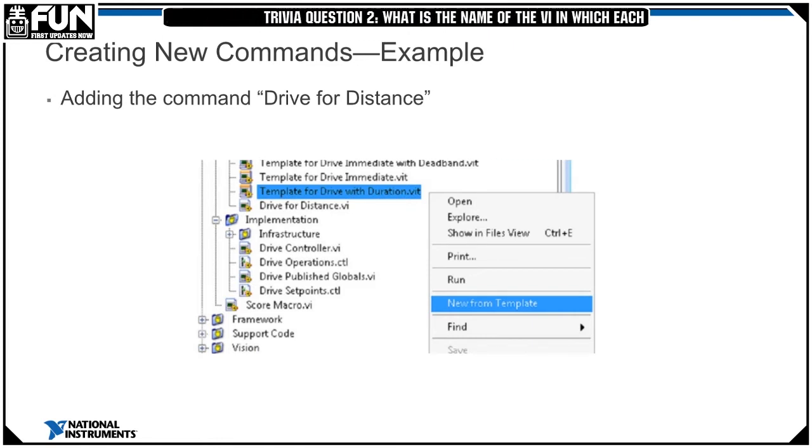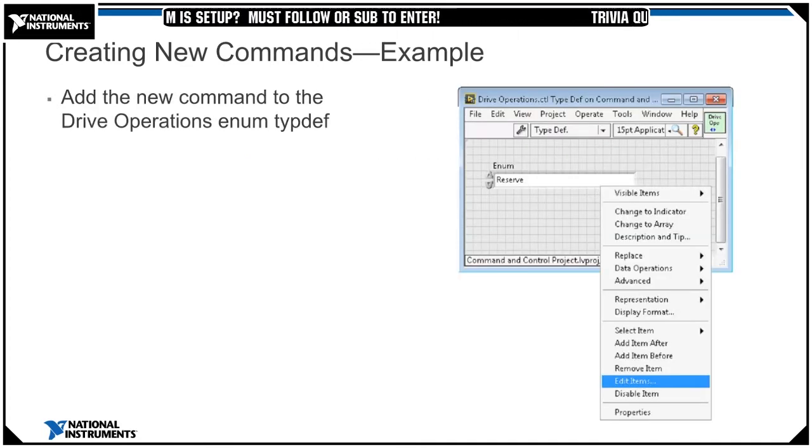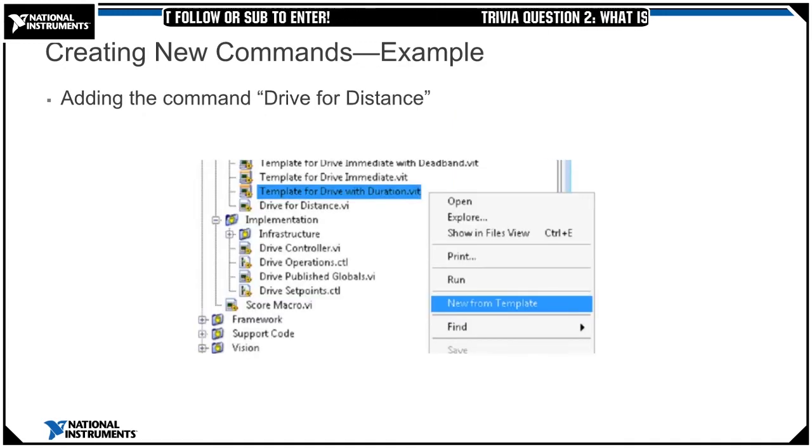And this is what that drive set points control looks like. This is where you need to add any additional information. In this case, we've gone ahead and added the distance in feet because we want to set for a distance, not really a time. So we're going to add that to this control and save it.